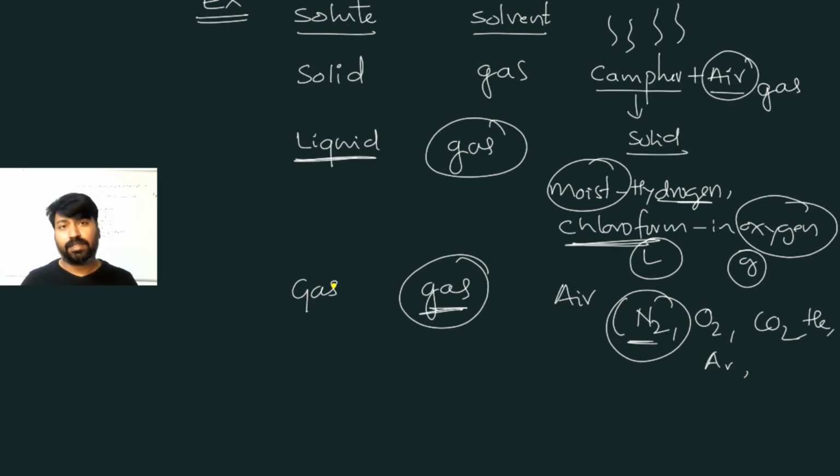In the next video I will explain what the types of solid solutions are. One is substitutional solid solution, another one is interstitial solid solution.